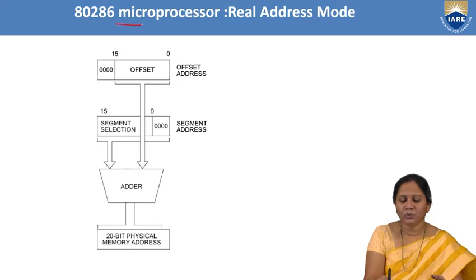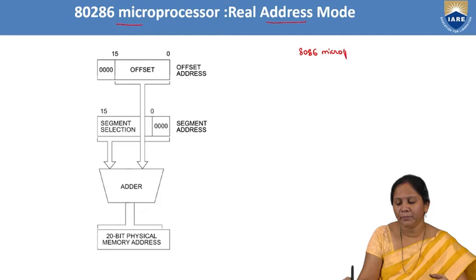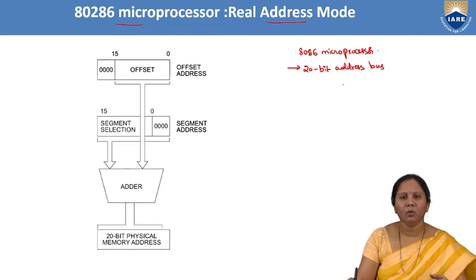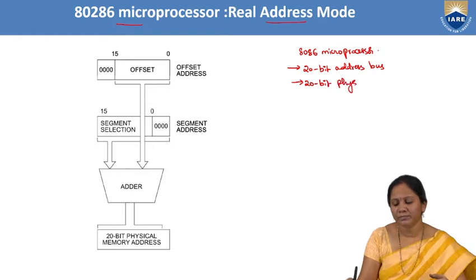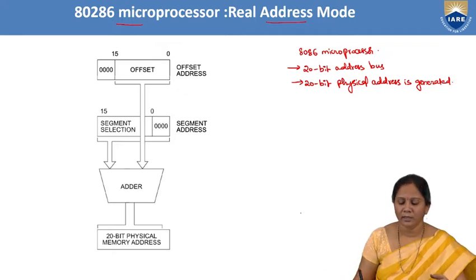Now, when the 80286 microprocessor is operating in the real address mode, it acts as the same 8086 microprocessor. According to the features of the 8086 microprocessor, we know that it has only a 20-bit address bus. So that is why only a 20-bit physical address is generated.